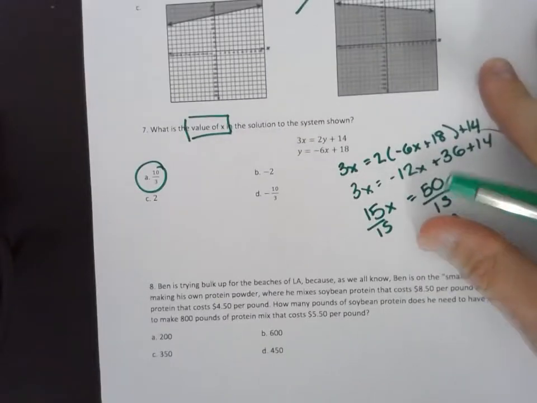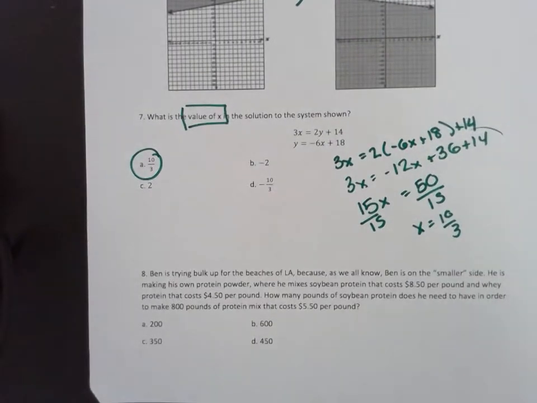Alright, number 8. It says Ben is trying to bulk up for the beaches of LA because we all know Ben is on the smaller side. I mean, facts. These are just facts. He is making his own protein powder where he mixes soybean protein that costs $8.50 per pound and whey protein that costs $4.50 per pound.